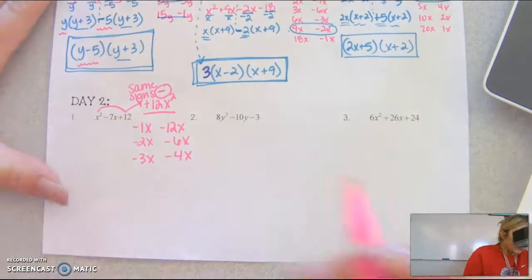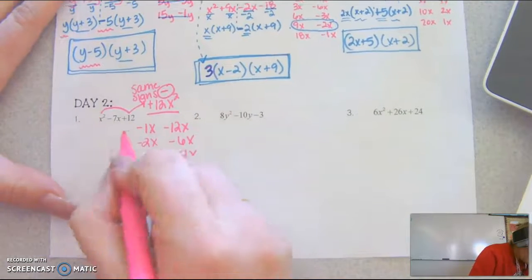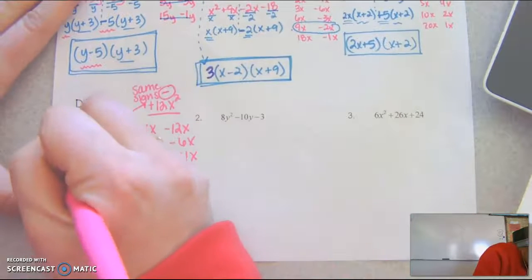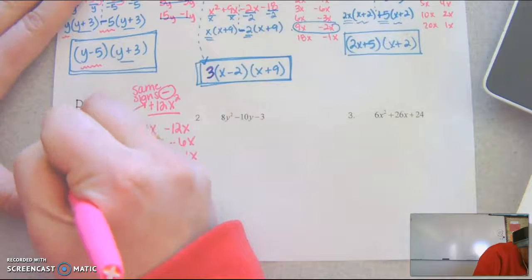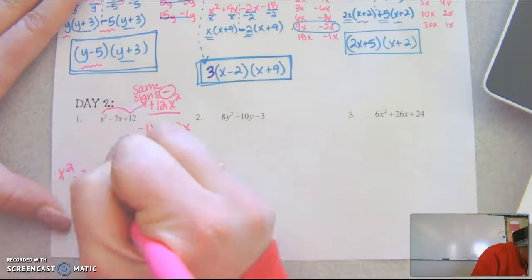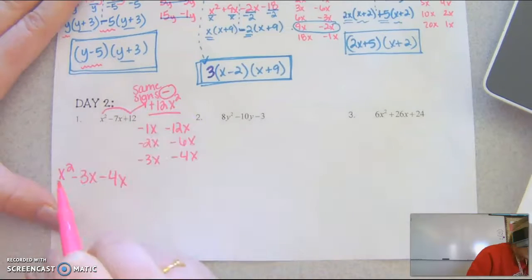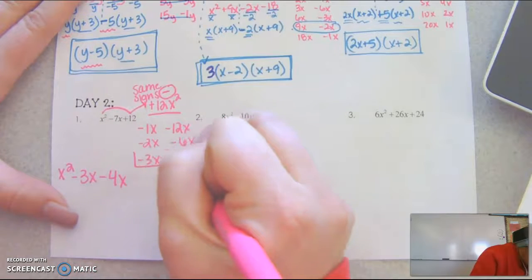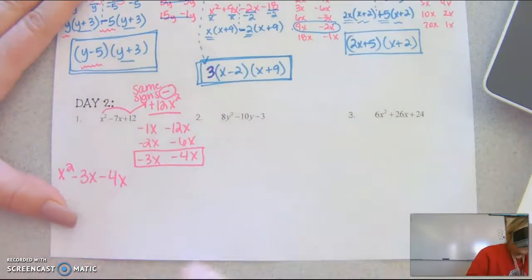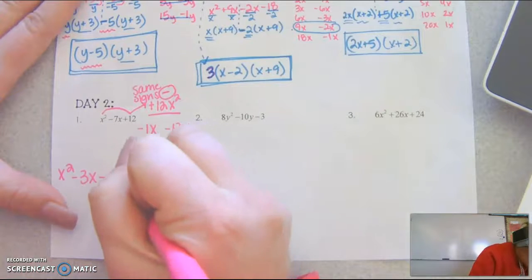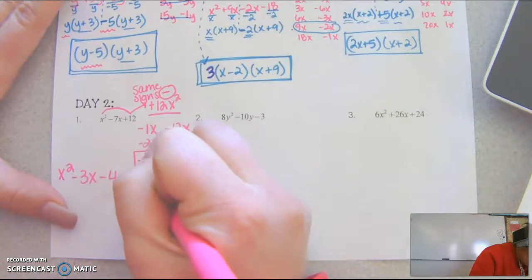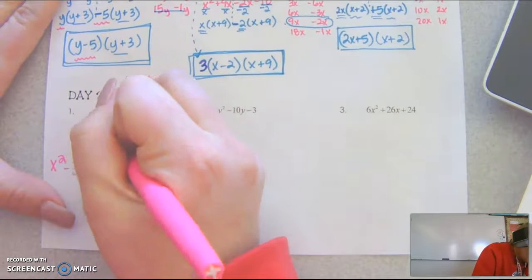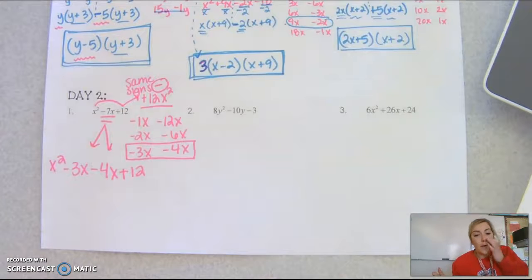So now we are going to rewrite everything, instead of the negative 7x, with negative 3x and negative 4x. So we have x squared minus 3x minus 4x, because negative 3 minus 4 equals negative 7. We have to add to equal that middle term, and then plus 12.